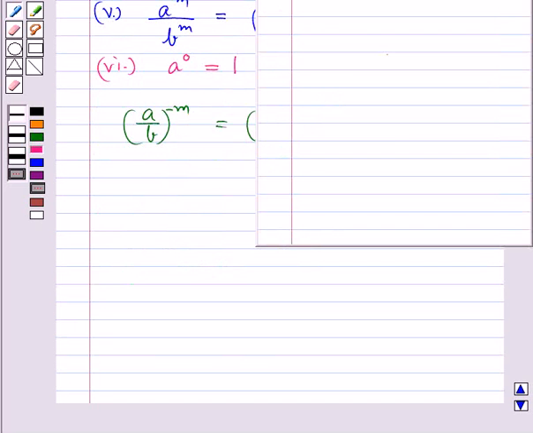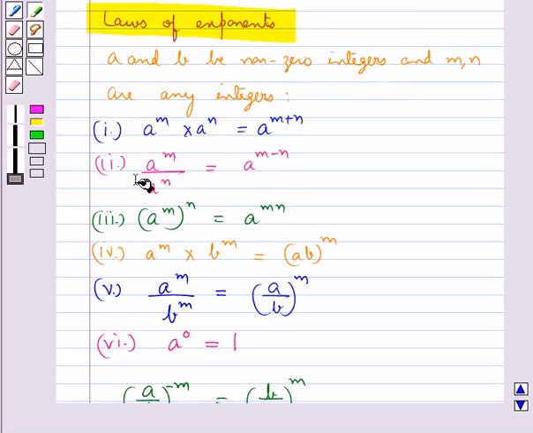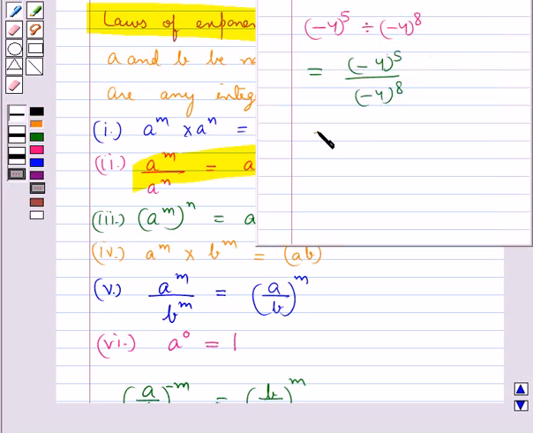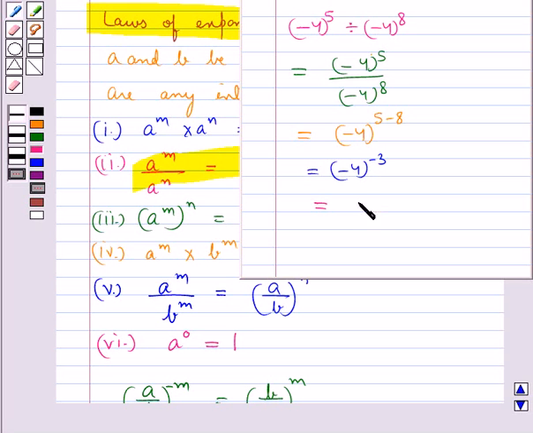Let's simplify the expression minus 4 to the power 5 divided by minus 4 to the power 8. This could be written as minus 4 to the power 5 upon minus 4 to the power 8. So for this, we will use the law of exponents which is a to the power m upon a to the power n is equal to a to the power m minus n. So this becomes equal to minus 4 to the power 5 minus 8, that is minus 4 to the power minus 3. This is equal to 1 upon minus 4 to the power 3, that is we have 1 upon minus 64. So the value for the given expression is equal to minus 1 upon 64.